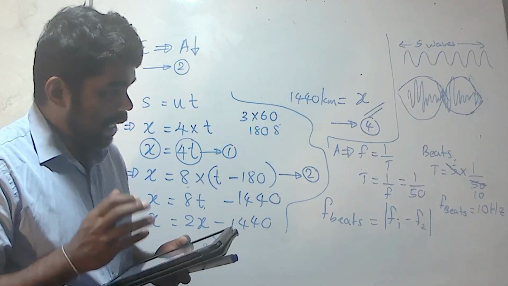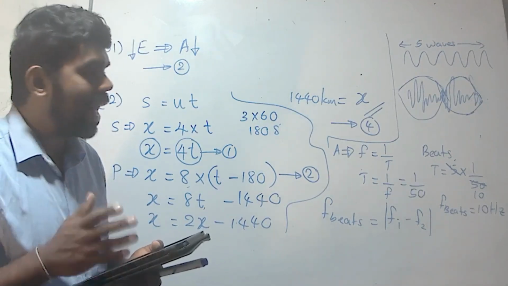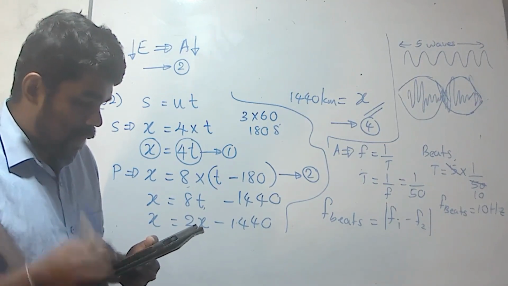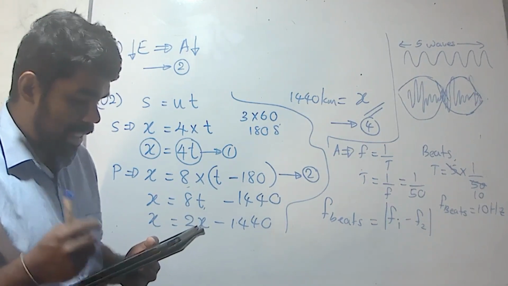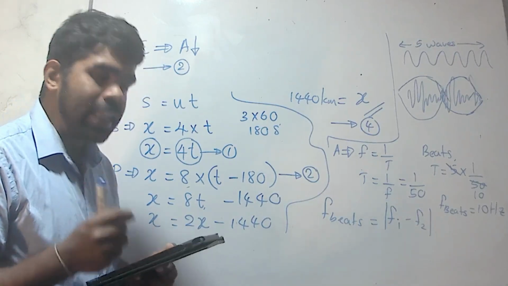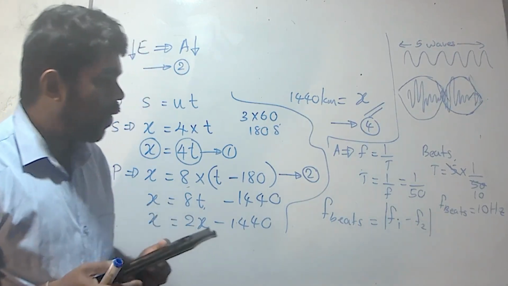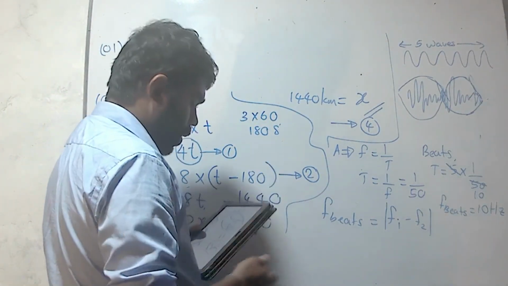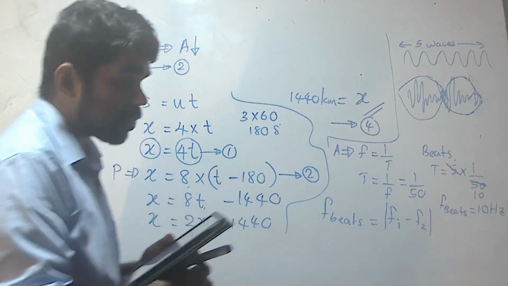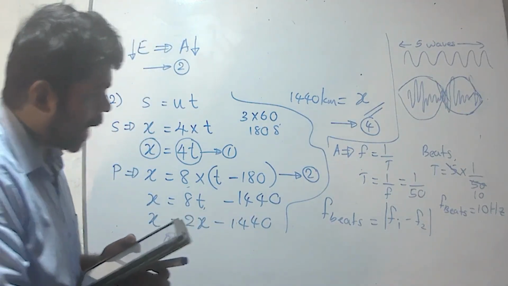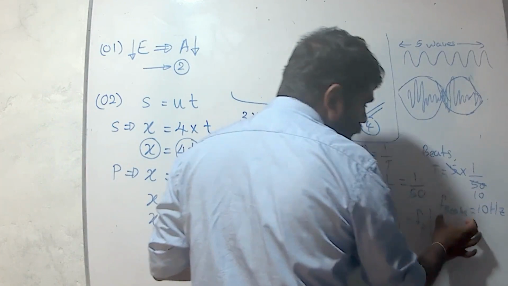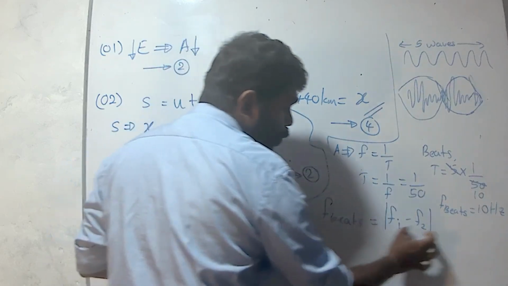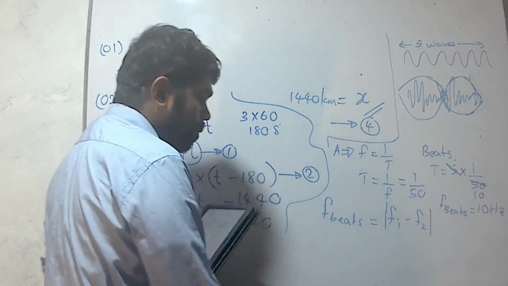The frequency should be greater than 10 or less than 10 when comparing with the A wave. But they have given f is greater than 50 Hz. Therefore, we can consider that the frequency of the second wave has not dropped. Therefore, if the beat frequency is 10 Hz, the difference of the two frequencies should be 10.